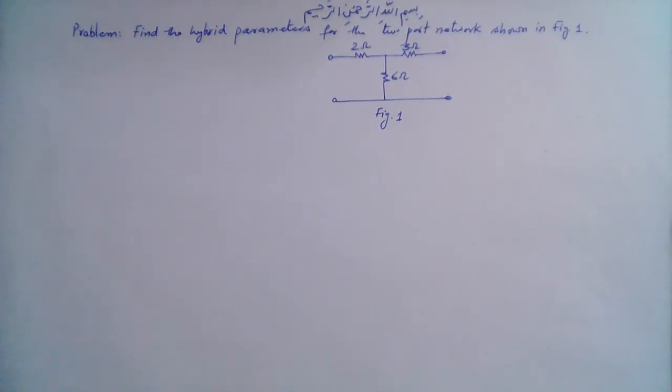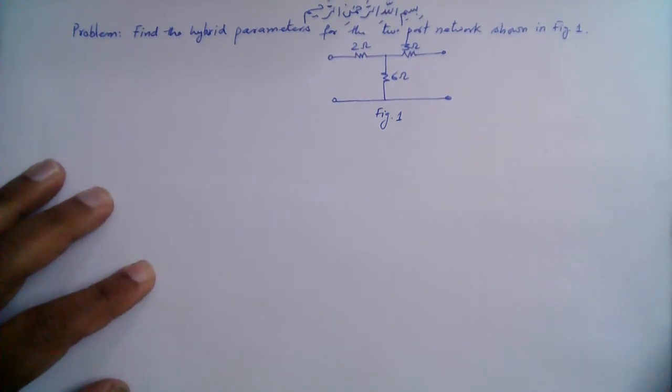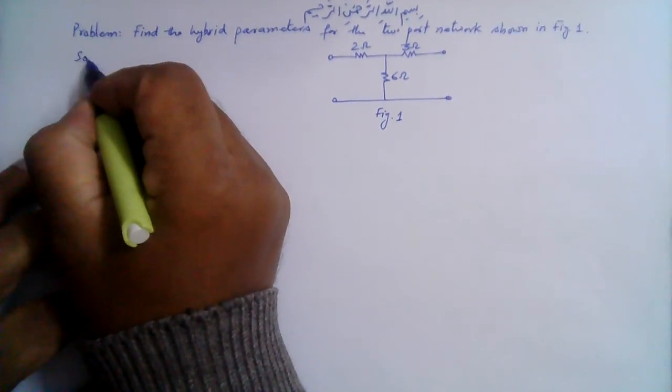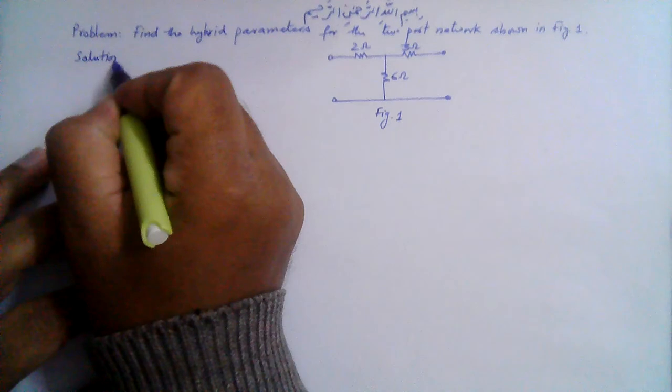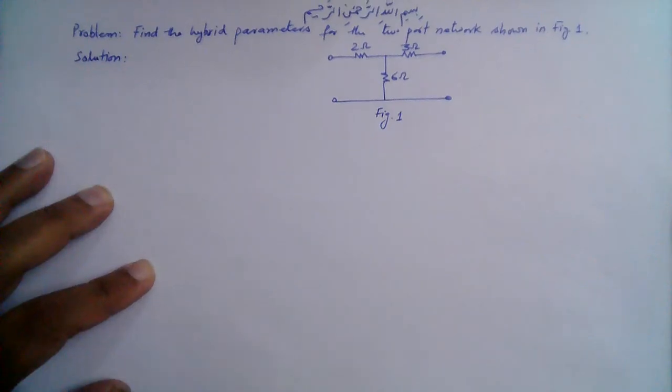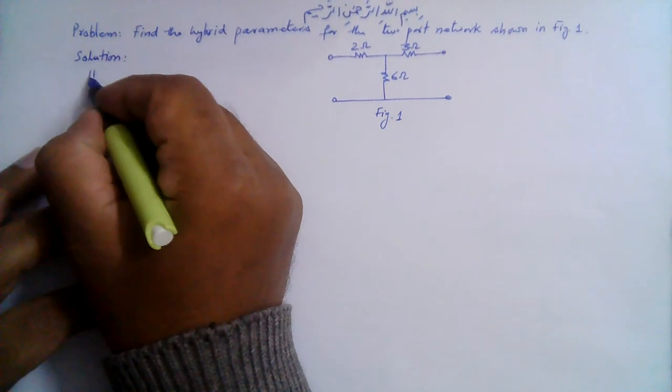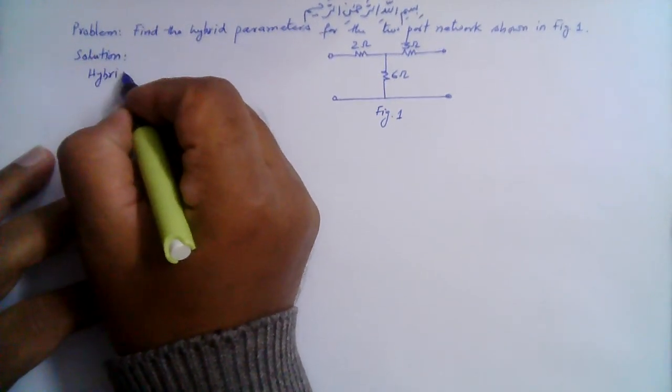Bismillahirrahmanirrahim. Find the hybrid parameters for the two-port network shown in figure 1, and this is the figure 1 given to us. So before we find the hybrid parameters, let us discuss and define the hybrid parameters. So the hybrid parameters are defined by the following equations.